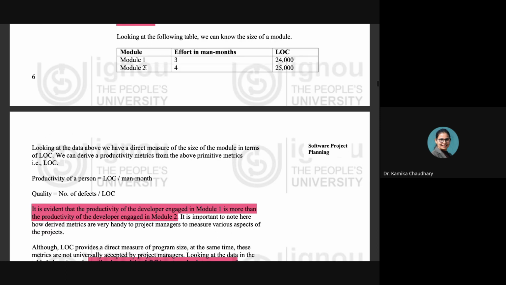and we are just going to read it. It has three columns. Column 1 represents the modules. Column 2 represents efforts in man months. And column 3 tells us about the LOC, which is our lines of code. So the first row says module 1, efforts in man months is 3, and the lines of code are 24,000.